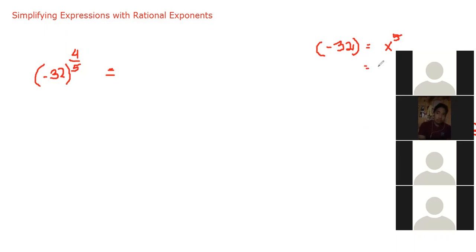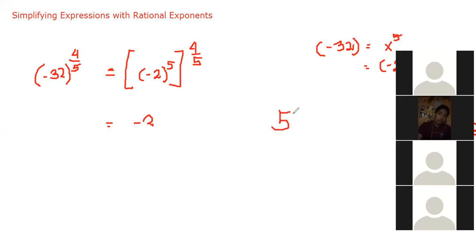Okay, very good. Negative 2. So, wag natin kakalimutan si negative 2 raised to 5. Kasi kasama sa grouping yung negative sign, kasama yung sa exponent natin. So, negative 2 raised to 5, then raised to 4 over 5. Okay? So, copy natin yung base natin na negative 2.